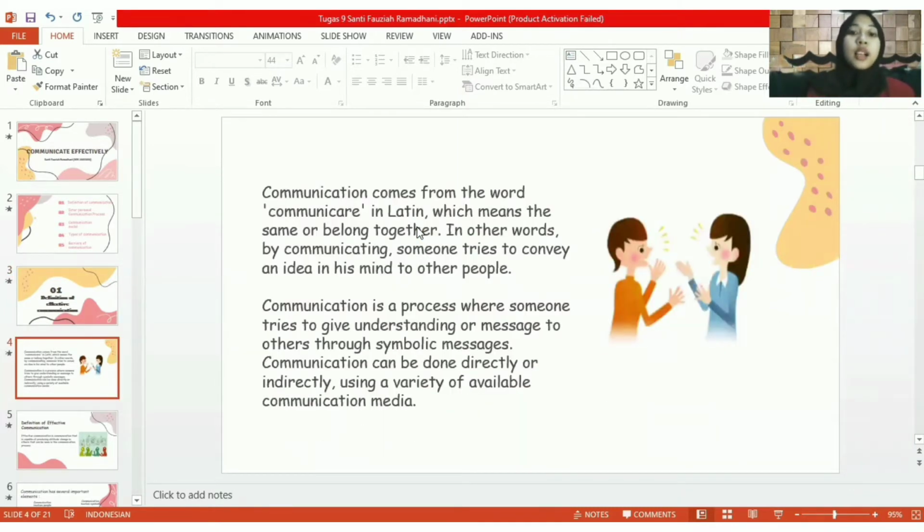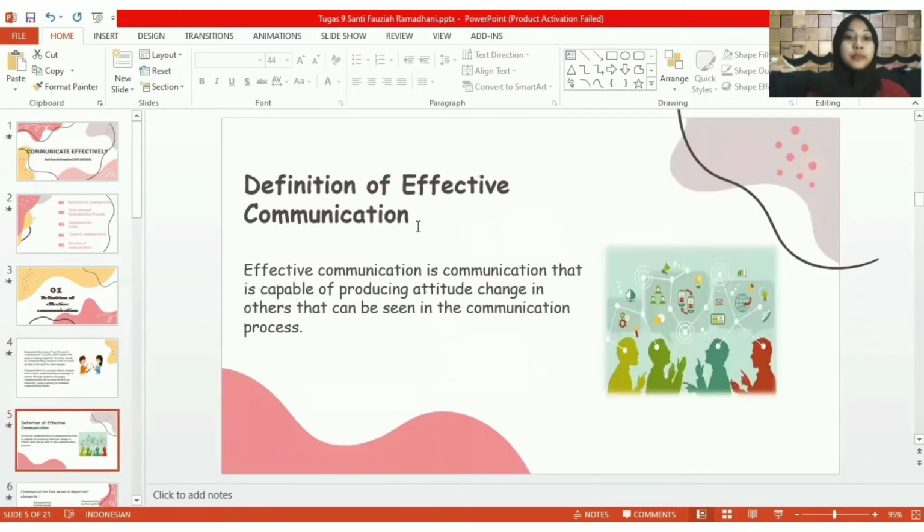Communication comes from the word communicare in Latin, which means to share or belong together. In other words, by communicating, someone tries to convey an idea in his mind to other people. Communication is a process where someone tries to give understanding or a message to others through symbolic messages. Communication can be done directly or indirectly using a variety of available communication media.